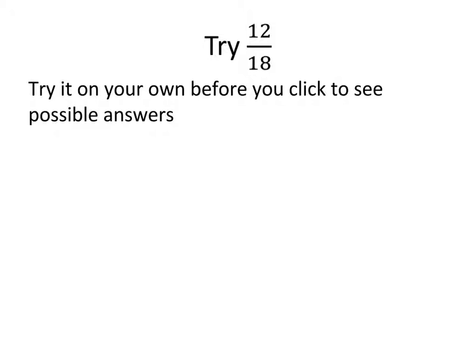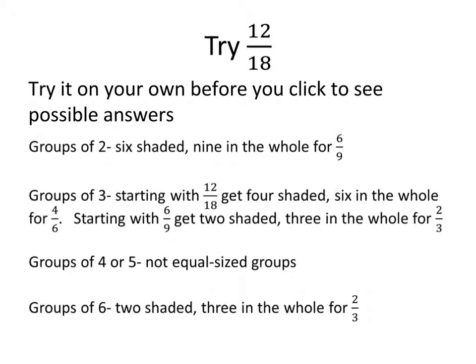Okay, let's check over some answers. If you tried groups of 2, you should have come up with 6 shaded, 9 in the whole for 6/9. If you did groups of 3, if you started with your original 12/18, you should get 4 shaded, 6 in the whole, so that's your 4/6.